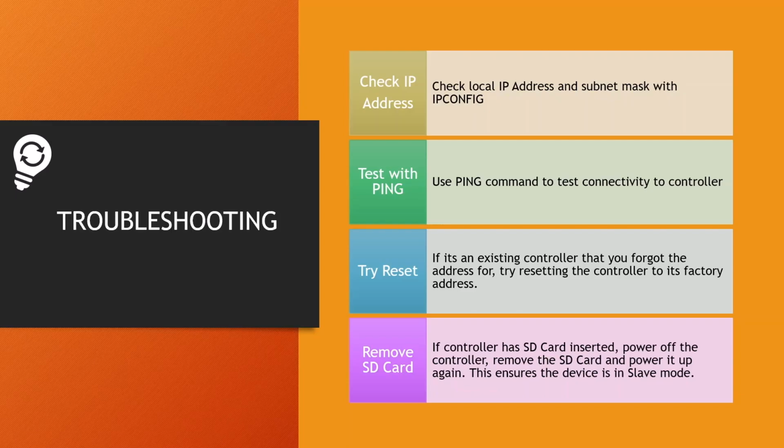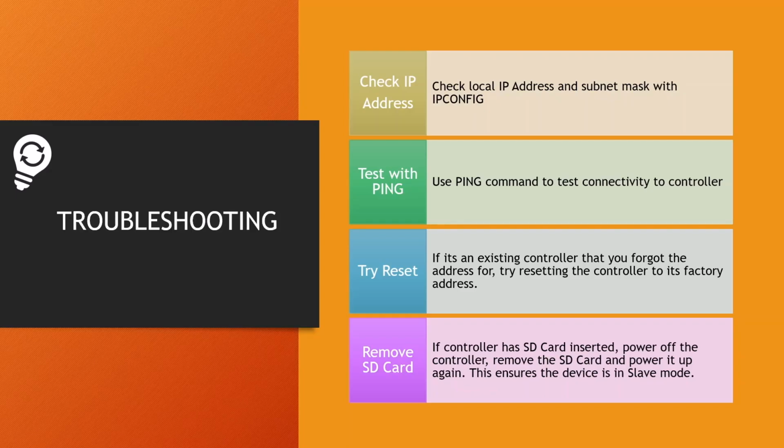So there's a few troubleshooting steps you can do if you have problems getting connected. Again, there's this ipconfig command we saw to check your local IP address and subnet mask. There's also the ping command you can use. You can try resetting your controller if it's one you've used before and you can't remember the settings for it. You can follow the factory reset to reset it to the 192.168.168.130 address.